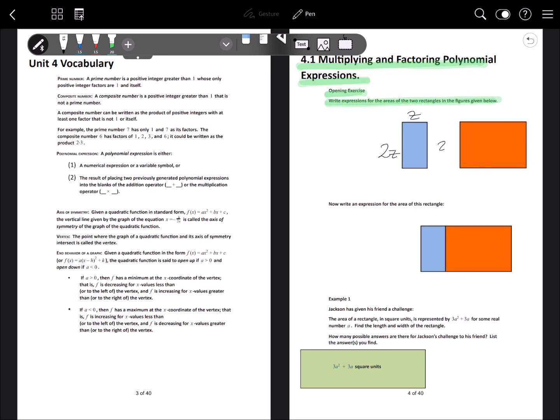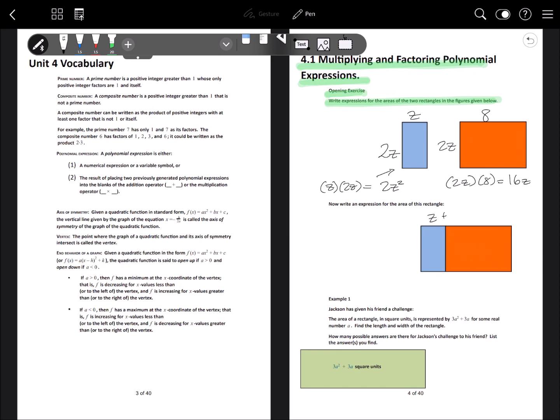But the orange rectangle looks like it has about the same height, so let's call that 2z. And let's give it a width of 8. So the area of the blue rectangle would be z times 2z, height times width, or 2z squared. The area of the orange rectangle is 2z times 8, or 16z.